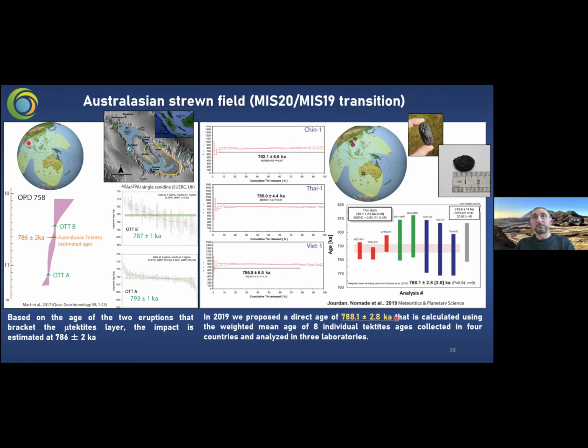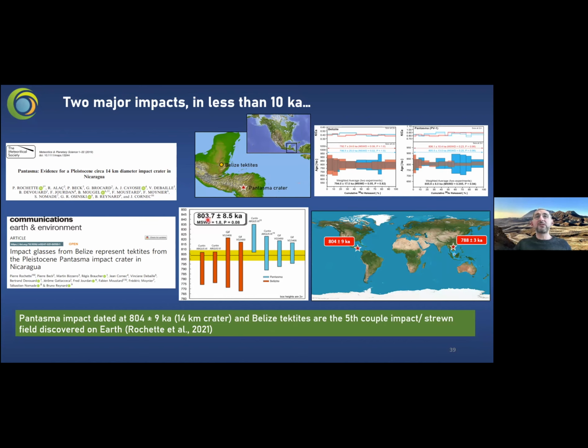More recently, my colleague Pierre Rochette published 2 articles. We are part of this group that studied the Pantasma crater and the Belize tektite. Both have the same age by argon. So this is the fifth couple, impact and strewn field, discovered on Earth. The age is 804 plus or minus 9 kiloyears. Why is it important? Because it means that there are 2 different impacts in less than 10 kiloyears that created a strewn field. And these 2 were equatorial.